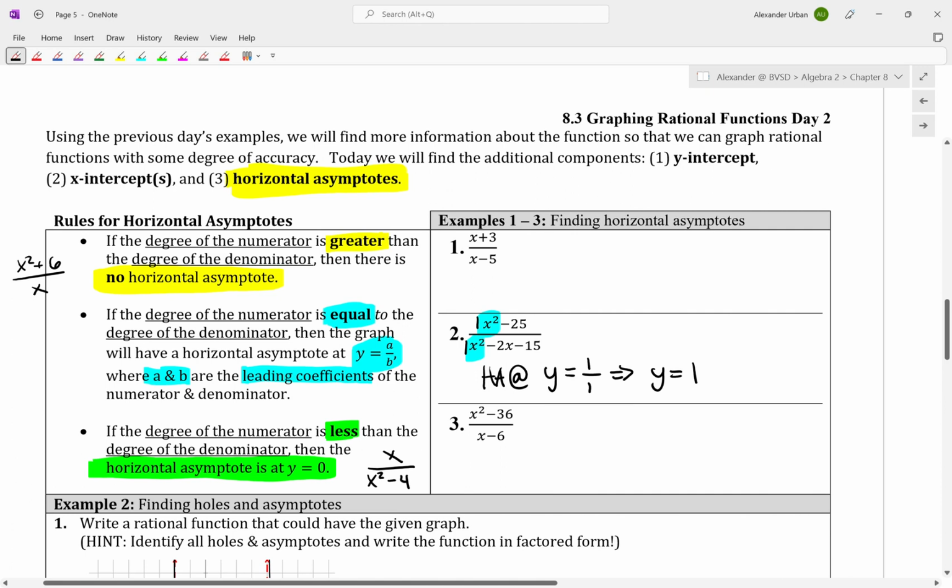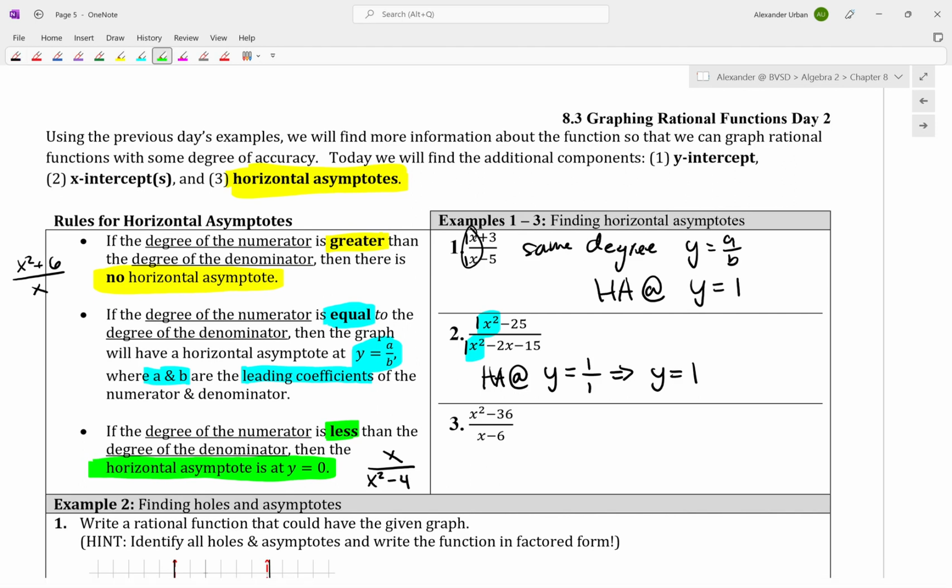So let's look at number 1. Well, these are the same degree. If they are the same degree, then we have y equals a over b. In this case, we only have 1x over 1x, so y is equal to 1. That's where our horizontal asymptote is at. We're just looking at what's in front of our x's.